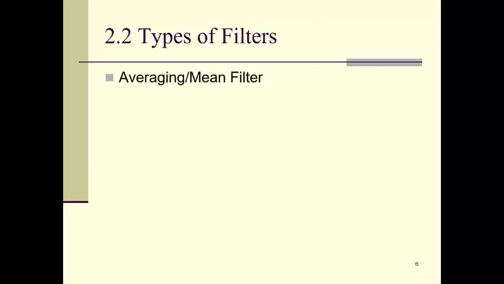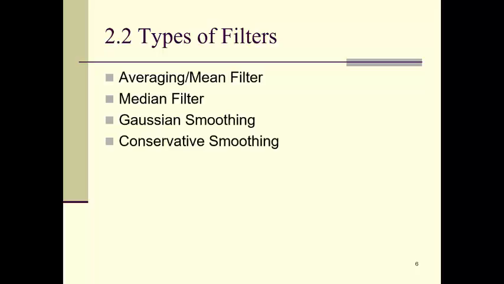Let's look at the types of filters that we will see in the spatial domain. In the spatial domain, I don't need to make any transformation. I will make convolution directly with the filter. We have the averaging or mean filter, the median filter, the Gaussian smoothing, and the conservative smoothing.